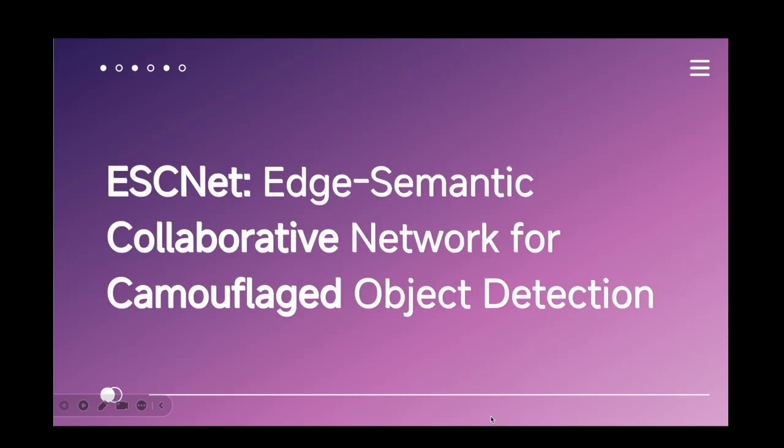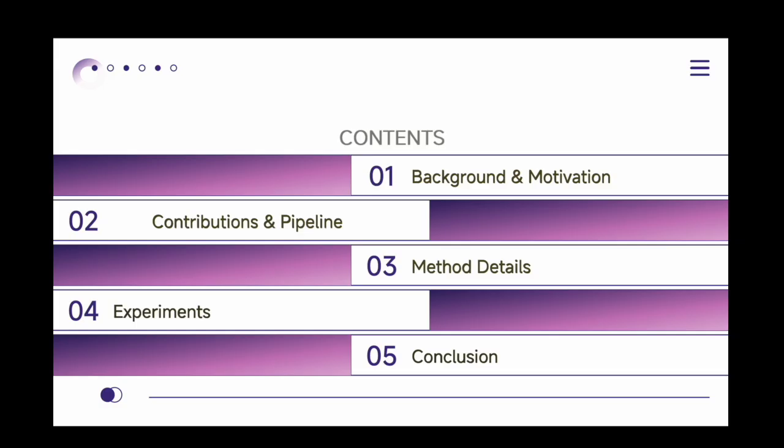I'm excited to be here today to present our work titled ESCNet, Edge-Semantic Collaborative Network for Camouflaged Object Detection. In this presentation, I'll walk you through the challenges that motivated us and the novel framework we developed to address them. Here is the agenda for my talk.